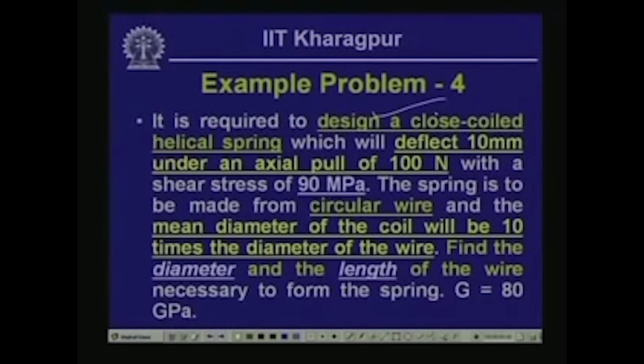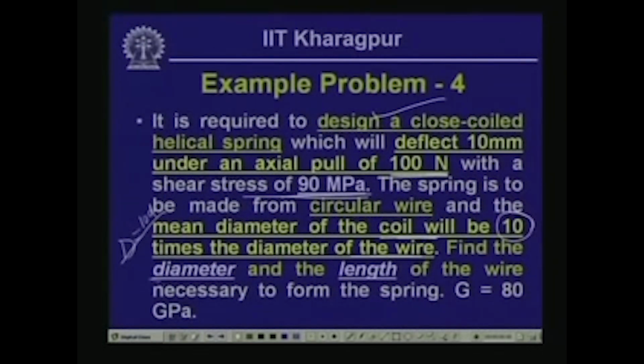Well, we have another example where it is required to design a closed coil helical spring. Now, the desired parameters are that it will deflect 10 millimeter under an axial pull of 100 Newton with an allowable shear stress of 90 megapascal, and the spring is to be made from circular wire, and the mean diameter of the coil will be 10 times the diameter of the wire. So, it is stated that capital D is equal to 10 times small d, or the spring index is given as 10.